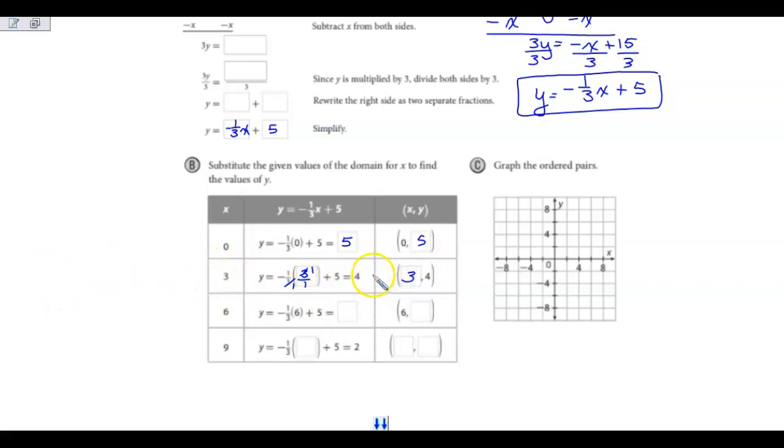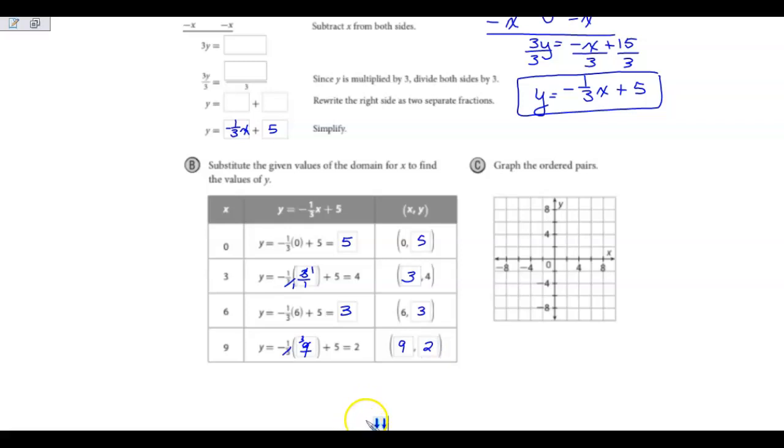My x value is 3. My y value is 4. I can do the same thing with 6. Simplify it. That's negative 2. Negative 2 plus 5 is 3. And so my ordered pair is going to be 6, 3. If x is 9, I'm going to simplify that. That's negative 3. Negative 3 plus 5 is 2. So my ordered pair is going to be 9, 2.